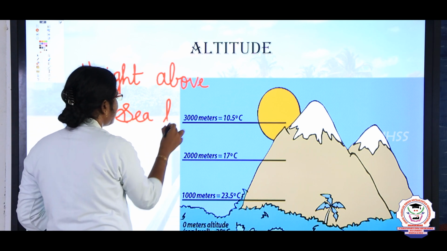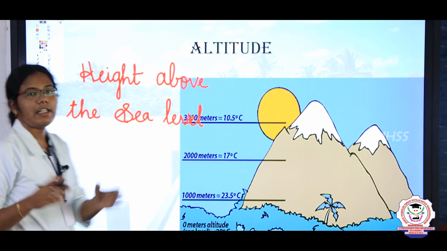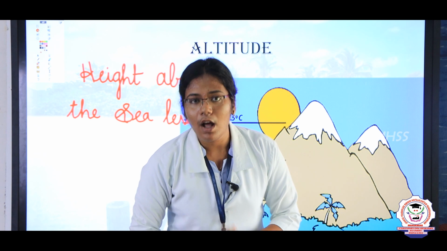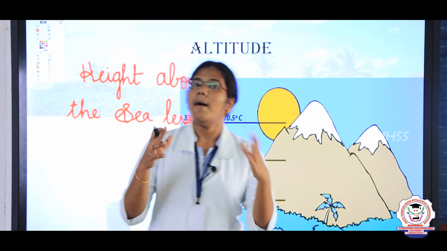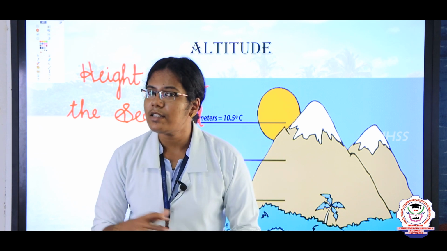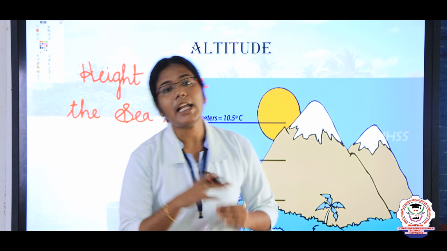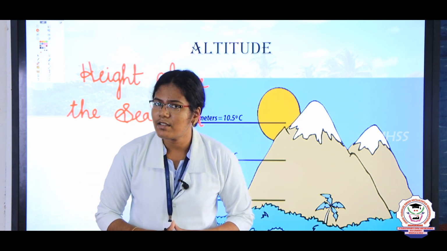Height above the sea level. Okay, so I'll tell you. Now listen. Shimla and Ludhiana are located at the same distance from the equator. But Shimla experiences a very pleasant climate during the summer season also. But in Ludhiana, it's not like that. So why? What is the reason behind this?